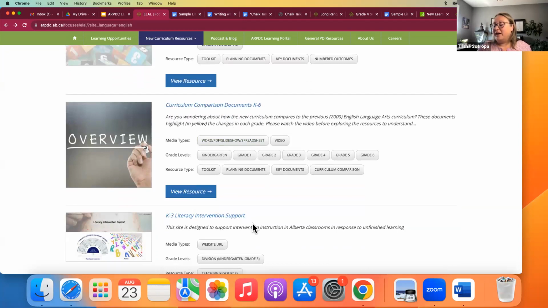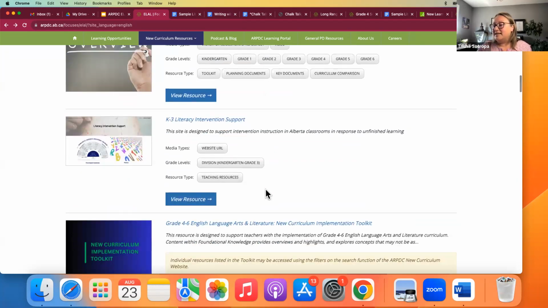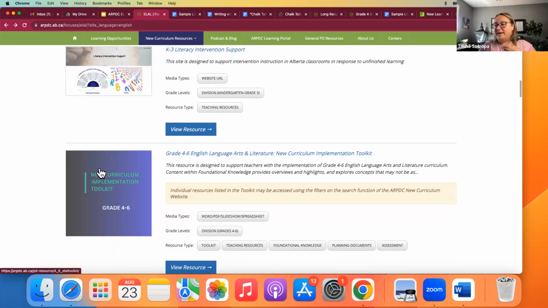There are curriculum comparison documents, which might be very important. And I did get an email yesterday asking about K-3. There are several excellent K-3 resources that you might want to have a look through. Even if you're teaching 4 to 6, if your students are struggling with reading, there are lots of helpful pieces in the intervention support. All right, this is the toolkit that I did show on Monday, and it has many pieces in it.